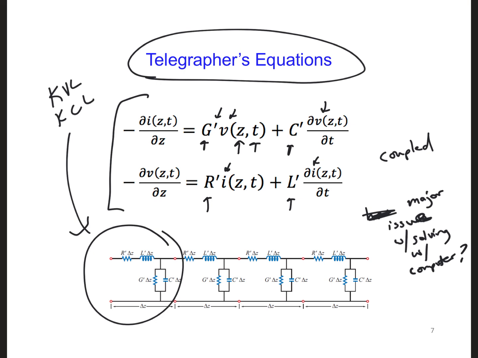Certainly we can store values of G prime and C prime and so forth, and how they might or might not change with the length of the transmission line. And we can also store voltages and currents in the computer. So look through these terms and see if you can spot what the issue might be if we want to program this into a computer.